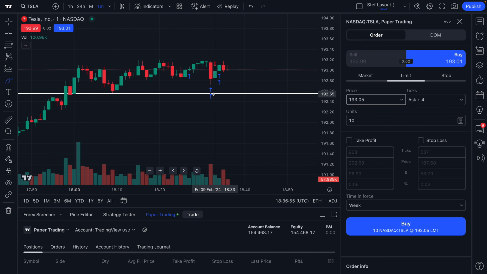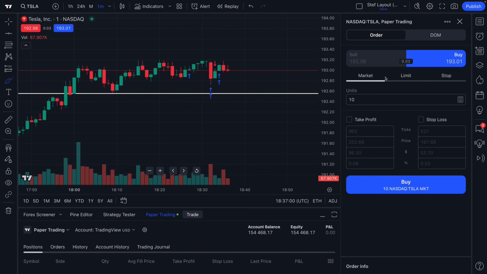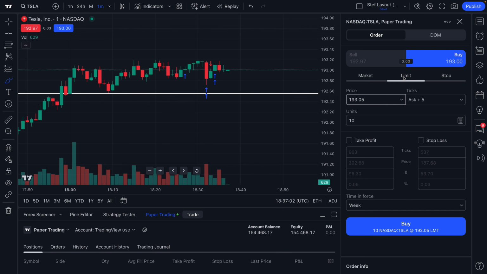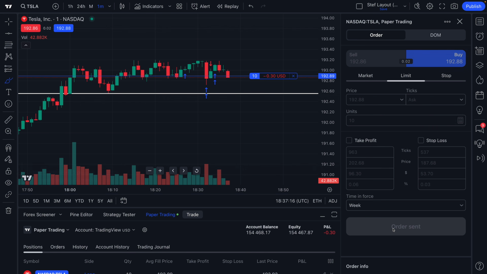So not a market order, which buys at any price. If you do market, it will literally just get you filled at any price whatsoever. A limit order is us being a little picky. How about we only want to get filled if it goes to 193? So let's do 192.99. So we want 10 shares at 192.99.